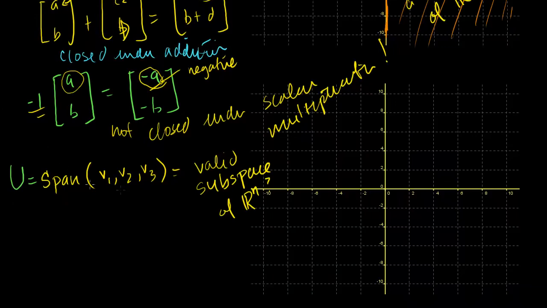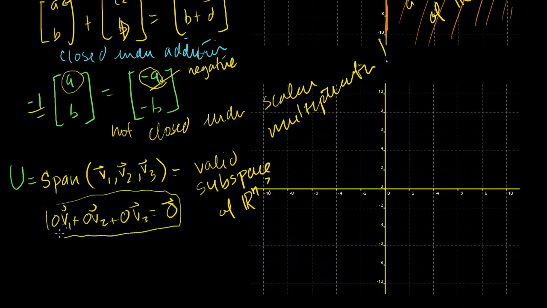Actually, does this contain the 0 vector? Well, sure. If we multiply all of these times 0, so 0 times v1 plus 0 times v2 plus 0 times v3, where these are all vectors, I just didn't write them bold, we get the 0 vector. Everything is zeroed out. So it definitely contains the 0 vector. This is a linear combination of those 3 vectors, so it's included in the span.